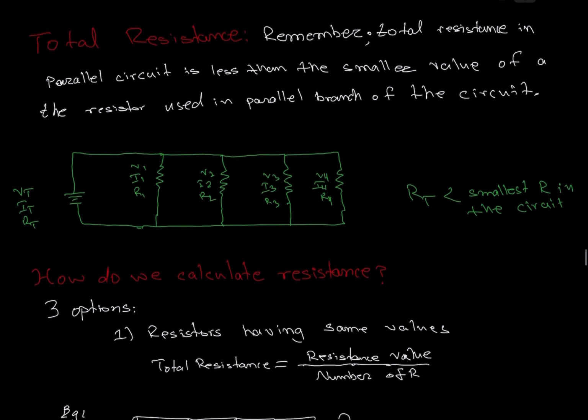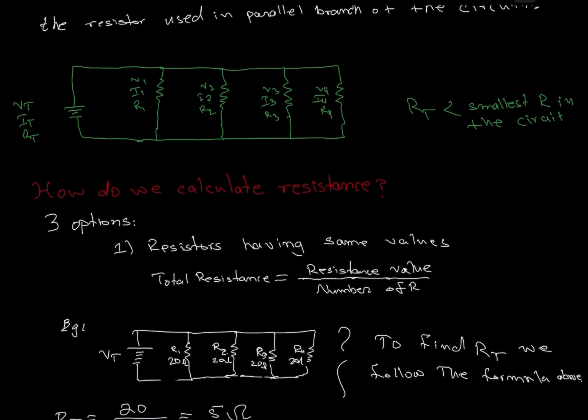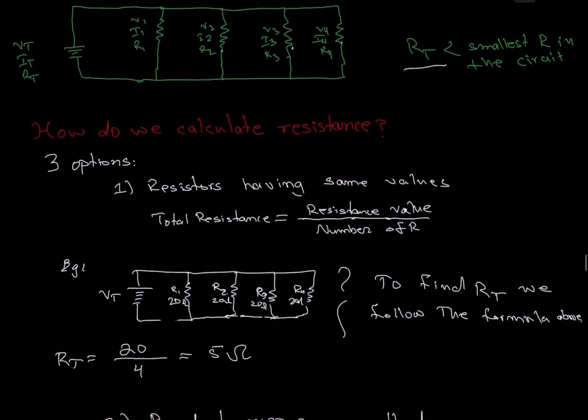And something to remember here: total resistance in a parallel circuit is less than the smallest resistor value in the whole circuit. We will come to that point and prove it. How is that possible? In a parallel circuit, if we have a resistor here, a resistor there, a resistor there, and a resistor there, and you add all these resistors to find the total resistance, the total resistance will be smaller than the smallest resistor among these, because it's a parallel circuit.